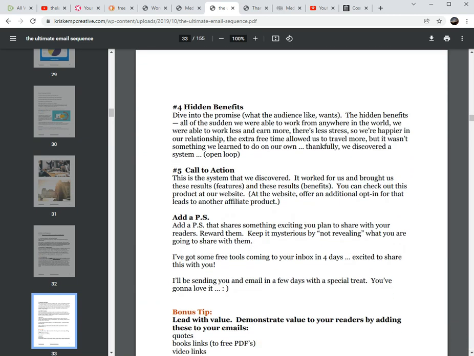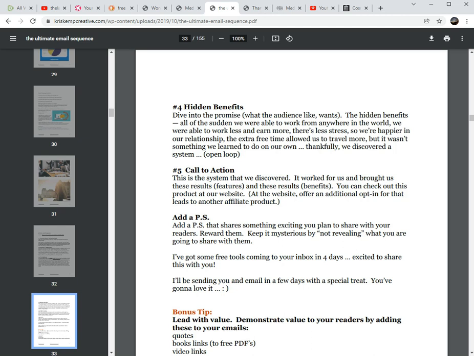Number 4 is the hidden benefits. Number 4, the hidden benefits, is where you dive into the promise of what the audience likes and wants. So the hidden benefits could be something like this. All of a sudden, we were able to work from anywhere in the world. We were able to work less and earn more. There's less stress, so we're happier in our relationship. The extra free time allowed us to travel more, but it wasn't something we learned to do on our own. Thankfully, we discovered a system. Open loop. What is that system? Cliffhanger. Hidden benefits, the 4th email.